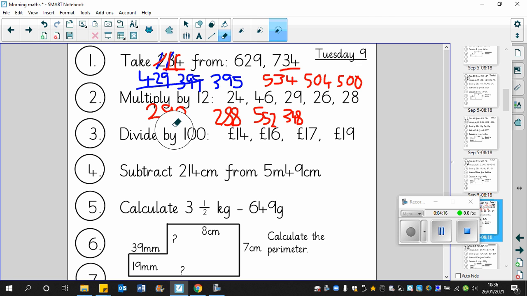Okay, and then the next question is 26. So 26 times 12. So we have 260. And then 26 times 2. Remember, when we multiply by 12, we multiply by 10 first and then by 2. So 26 times 2 is 52, 5 and a 2. And then 260 plus 50 is 310, plus 2 is 312. So 3, 1, 2 goes just there.